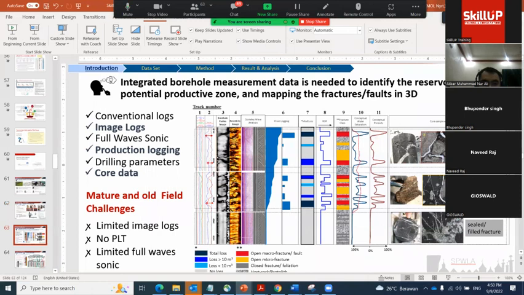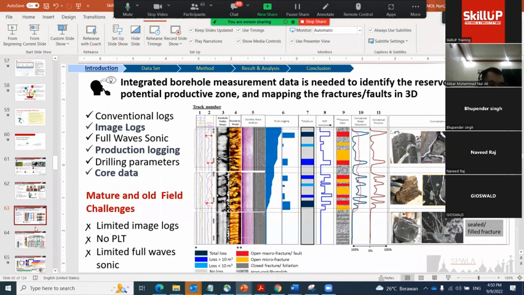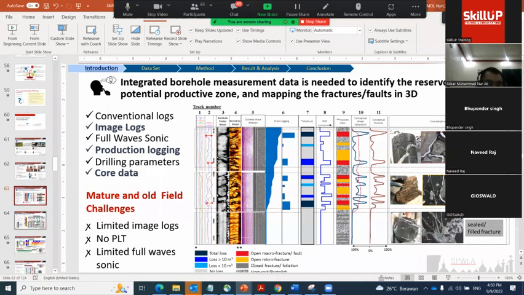It's quite different because in the fractured basement we have really minimal matrix distribution. What we try to do is differentiate between the macro fractures, micro fractures, and the sealed fractures by combining many kinds of log responses, including the image log data. In this case study, because we are in an old and mature field, we have very limited image logs, no production logging, no full wave sonics. What we have is just conventional logs.